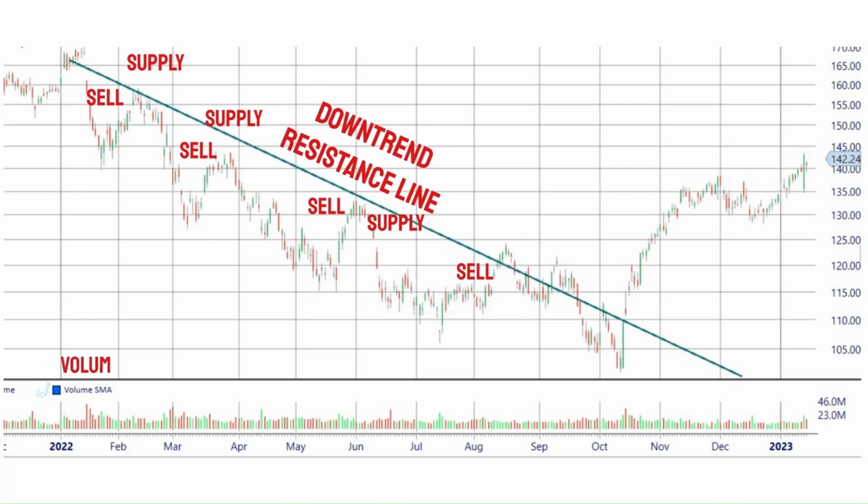A declining price combined with high volume supply is very bearish. A break above the downtrend line indicates that supply is decreasing and a trend reversal is coming.